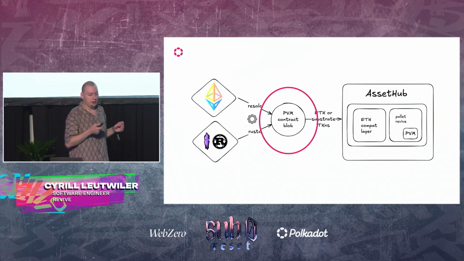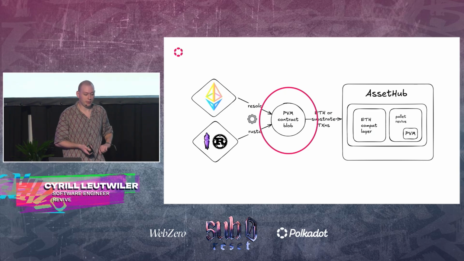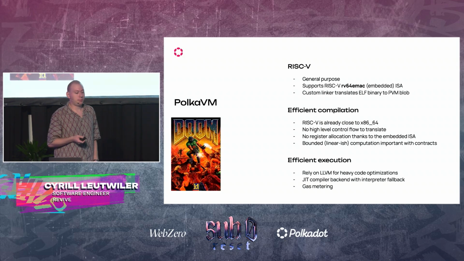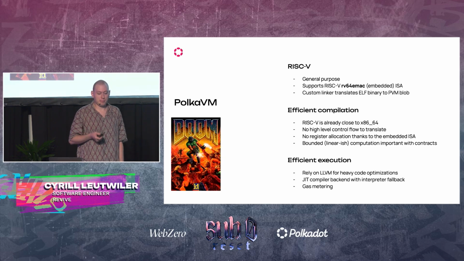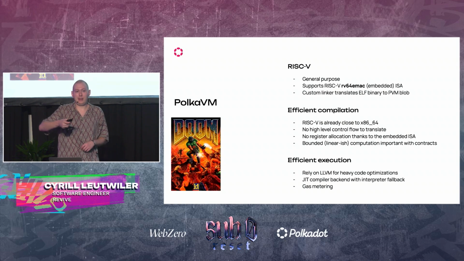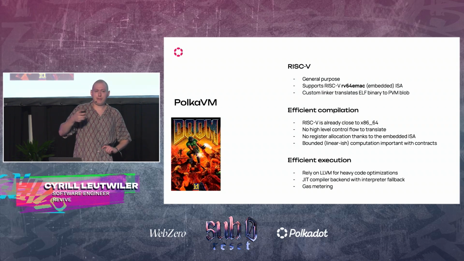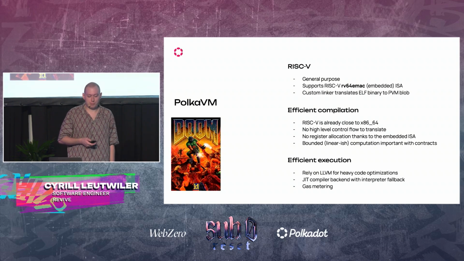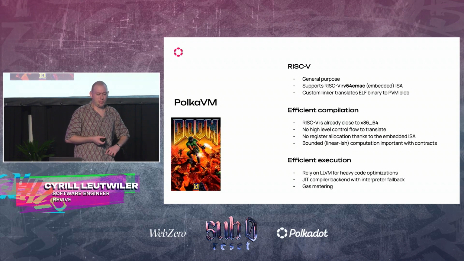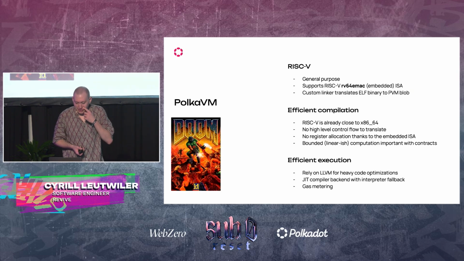So then, the virtual machine. Where are these contracts run? PolkaVM is a general purpose RISC-V based virtual machine. And as I said, it's not running ELF RISC-V blobs directly. It has a linker, which translates into its own bytecode format and container format, which is a bit more on-chain friendly than just executing ELF directly.